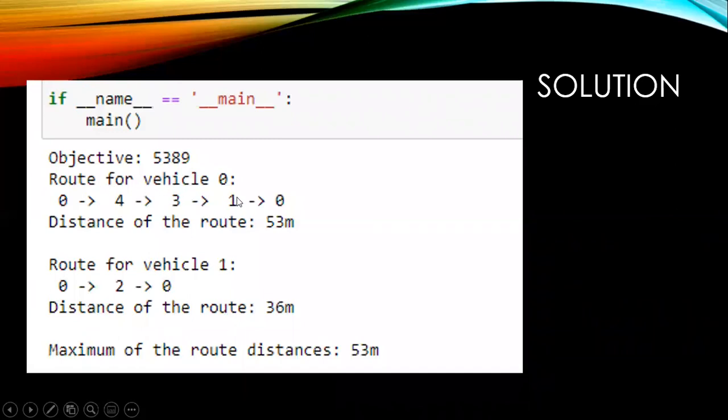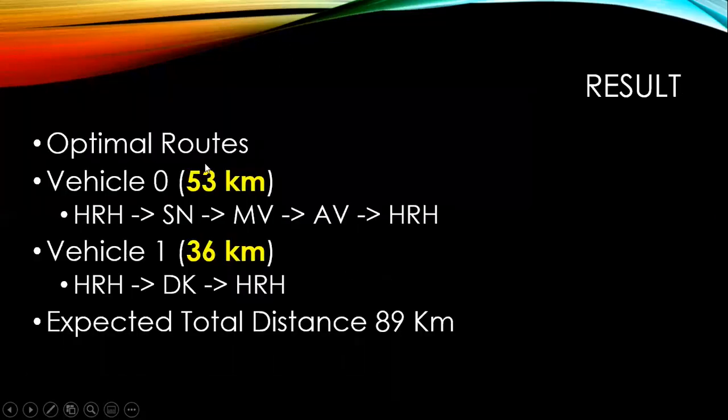So this is the route for vehicle 0 and this is the route for vehicle 1. So these are the routes for two vehicles. The maximum of the route distance is 53 kilometers. And the optimal route for vehicle 0 is 53 kilometers.